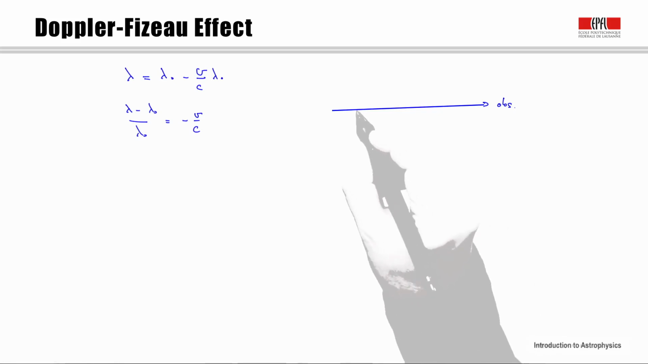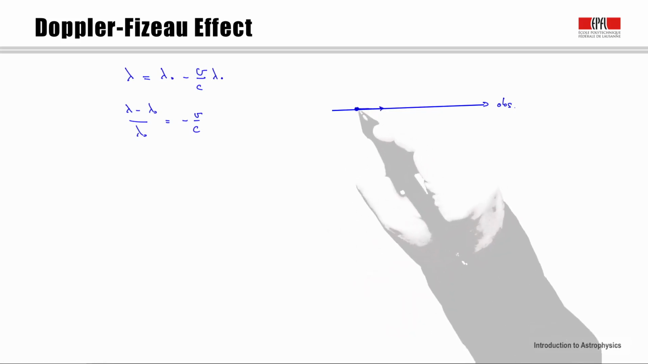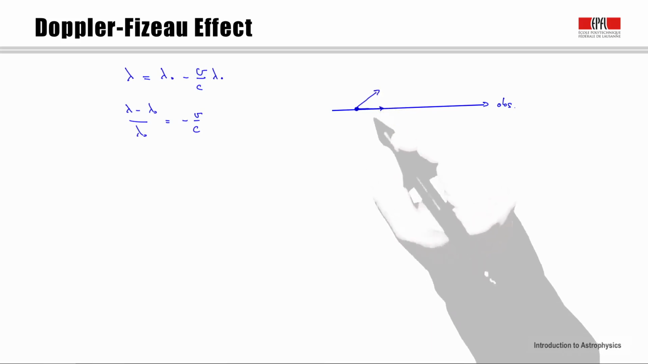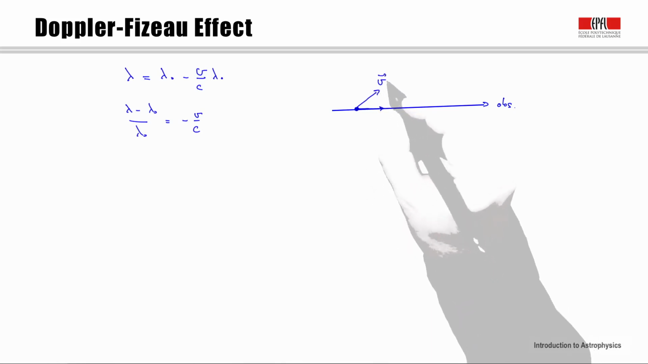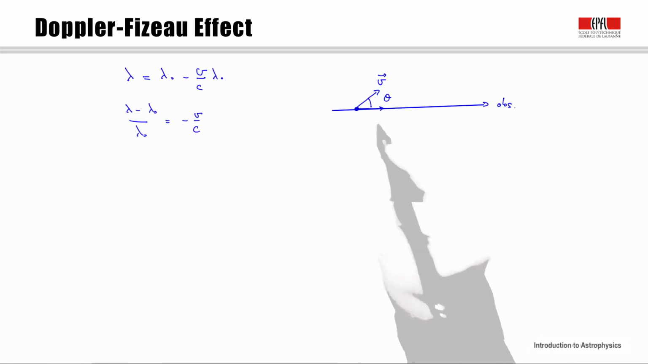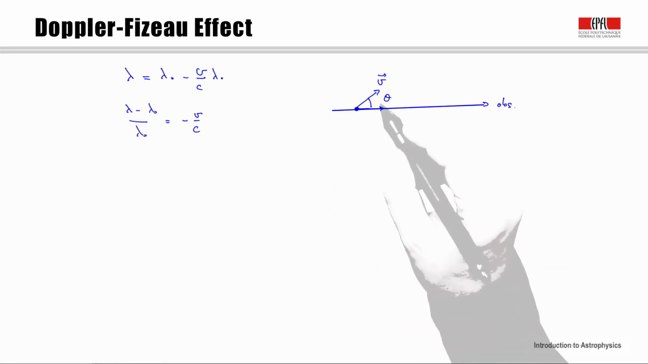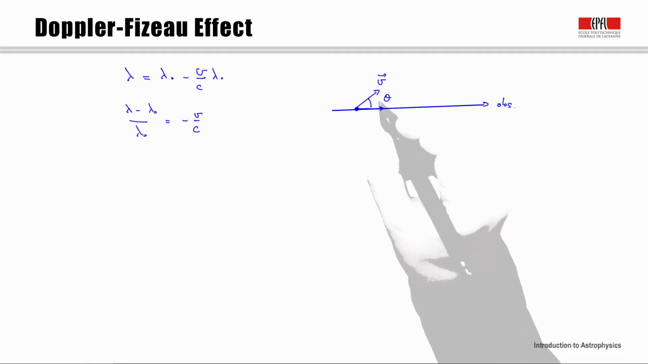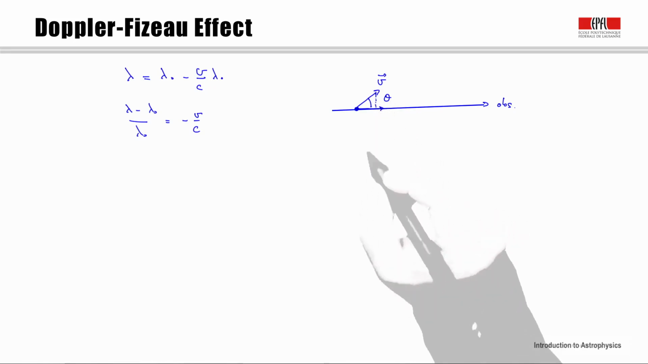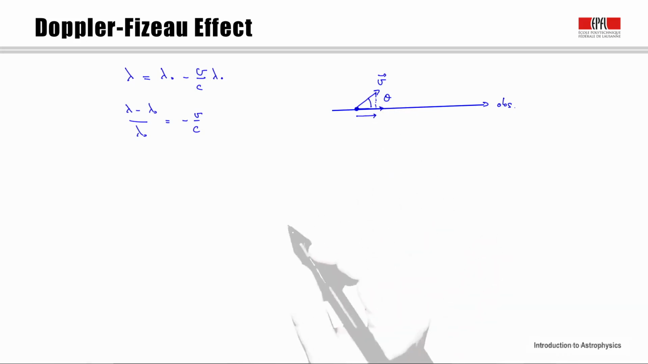In one situation, the source can go in the direction of the observer. But there can also be a case in which the source moves in the other direction. Let this be the velocity vector. The angle theta is the angle between the line connecting the source with the observer and the velocity vector. What counts in this case is the velocity of the source along the line of sight, the velocity that is projected on the line of sight.